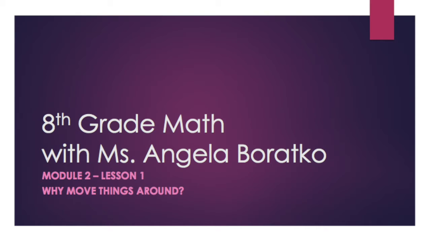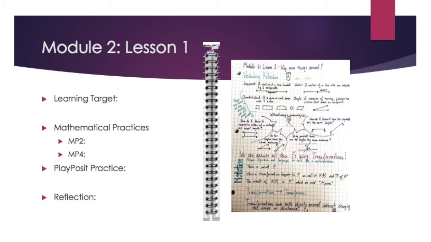Today we're looking at Module 2, Lesson 1, Why Move Things Around. So before we get started, I want to remind you of what your notebook should look like. On the left-hand side page, you want your 4 categories: your learning target, mathematical practices, play pause it practice, and reflection. Your learning target should restate what today's objective is, right? So if we're looking at why we move things around, think about what that means mathematically.